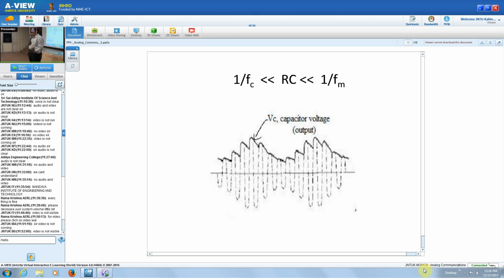So this is the simplest circuit that you can have for AM detection: a simple diode and RC combination along with some filtering to eliminate your high frequency carrier harmonics, so that you get only the required baseband signal M of t. Okay, so that is one method of AM detection. In the next class, we will discuss the square law detector, rectifier detector, and other variations. Any queries?